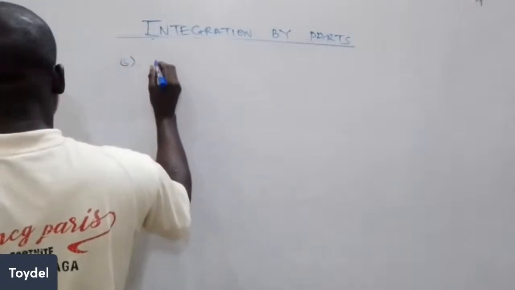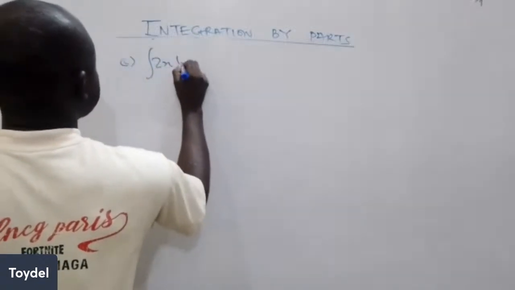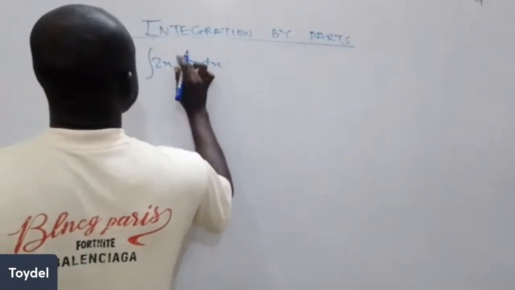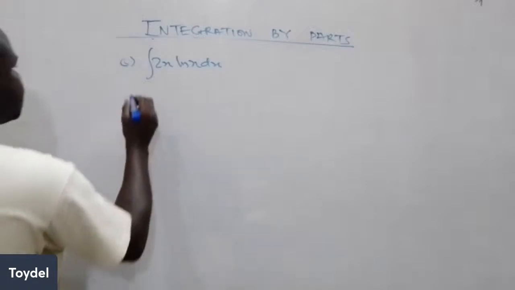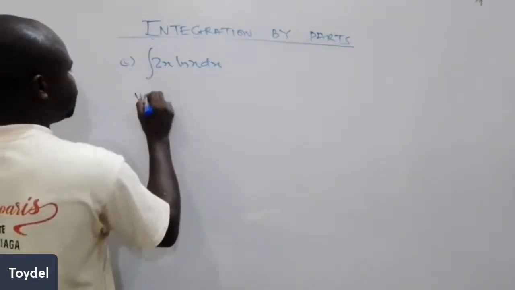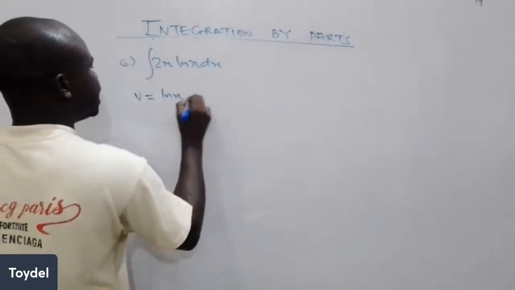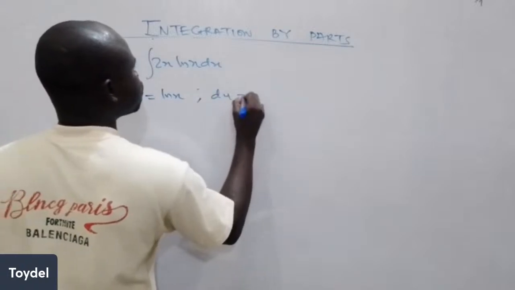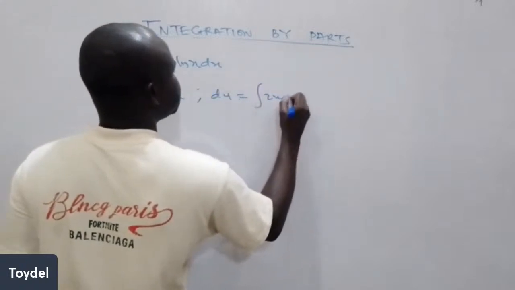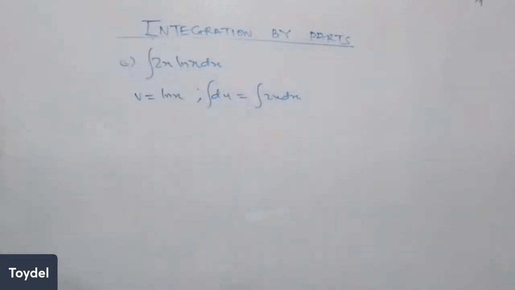Then the third example is when we have integral 2x ln x dx. So we now split this into 2. Of course, I can say let v represent ln x and du be equal to 2x dx. Now we break it down into 2. So v represents ln x, then du is equal to 2x dx.